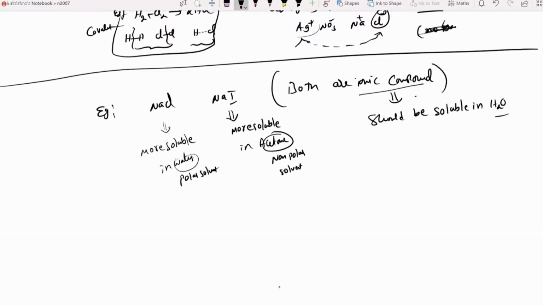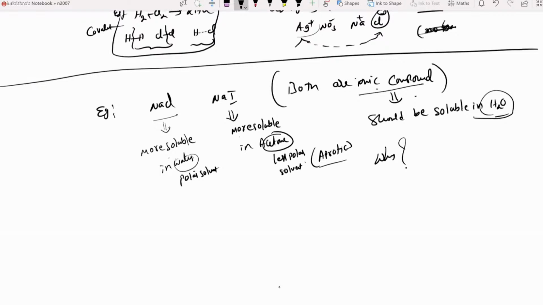Acetone is a less polar solvent, that is, an aprotic solvent actually. So sodium chloride is more soluble in water, and sodium iodide is more soluble in a less polar or aprotic solvent. According to my point, all ionic compounds should be more soluble in water. But why does sodium iodide dissolve in acetone rather than in water? Why?